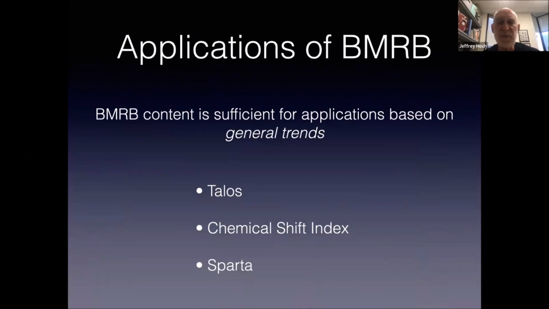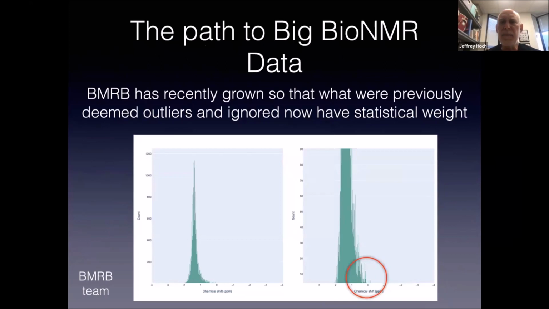Well, BMRB, of course, has been a useful platform for developments that virtually all of us use on a regular basis. Things like Talos, the chemical shift index, Sparta, and all the various iterations of both Talos and Sparta really were enabled by BMRB. So one of the things, though, on the path to big data is that the content of BMRB is growing to a point where we can now begin to use it in new ways.